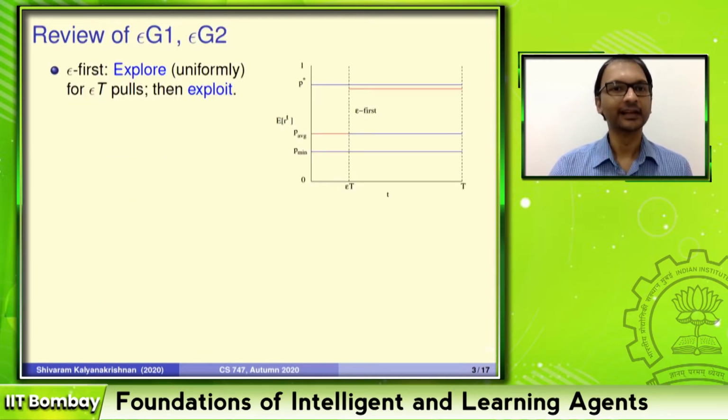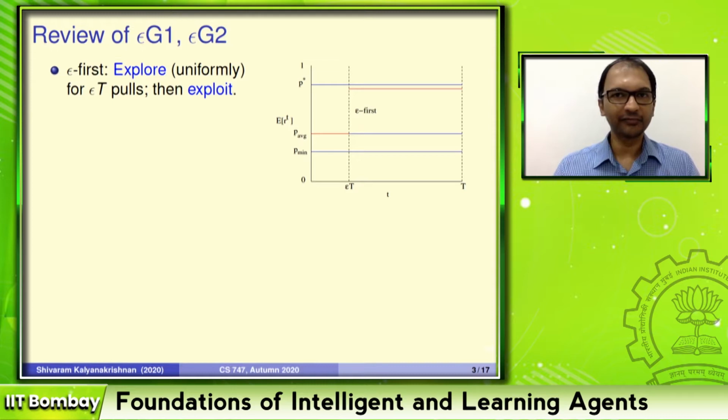We can. Let's begin with these 2 algorithms, epsilon greedy 1 and 2, which together you can think of as epsilon first algorithms, which for the first epsilon t pulls, pull uniformly at random. Thereafter, they start exploiting. There is a little bit of a difference between epsilon greedy 1 and 2, but both of them more or less are exploring first and then exploiting.